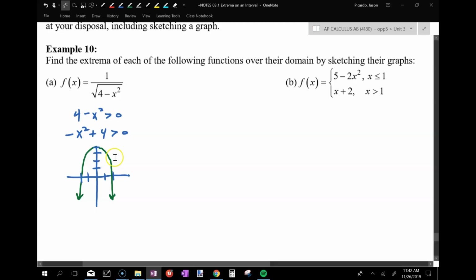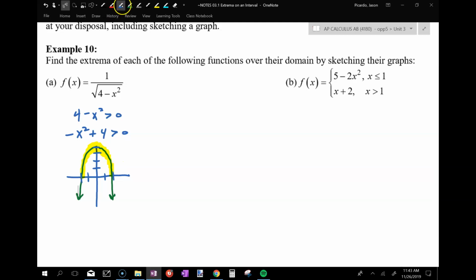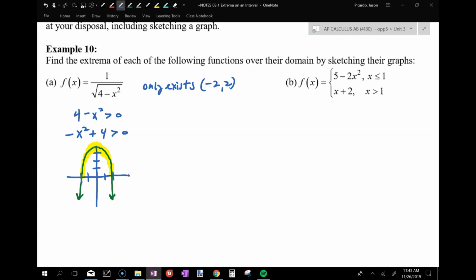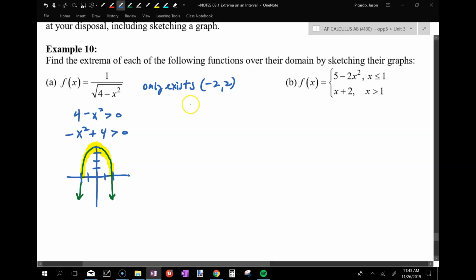Now, what did I say about my function? In order for this function to exist, I have to be at values where? That are greater than 0. Well, where are these values greater than 0? Aren't all those greater than 0? And on what interval does that exist? From -2 to 2, right? So this graph only exists between -2 and 2. Everywhere else, this graph is what? Undefined, or isn't there.